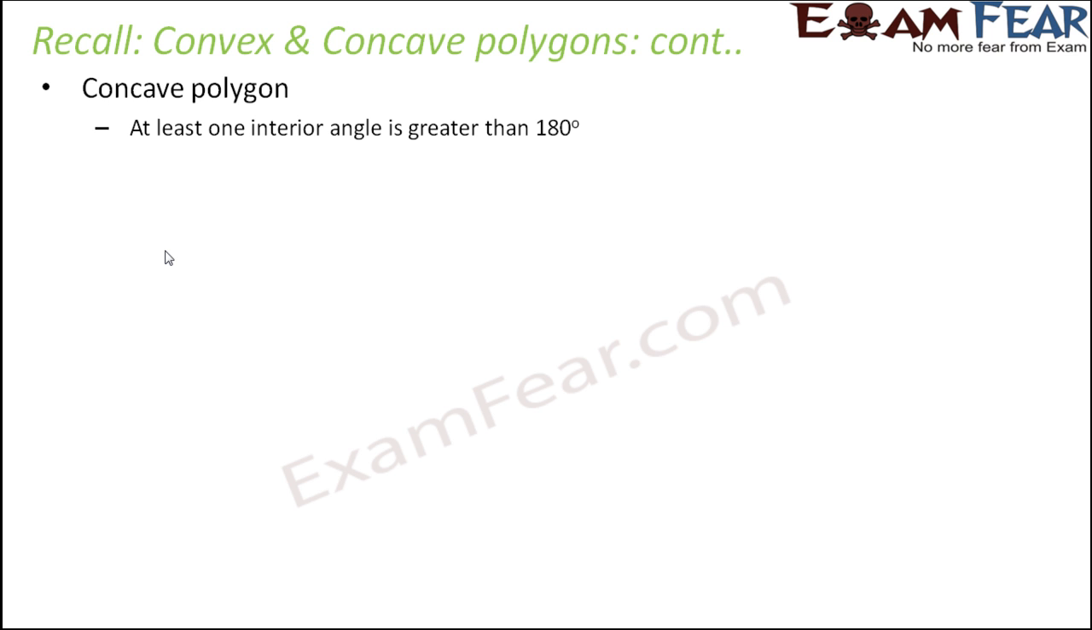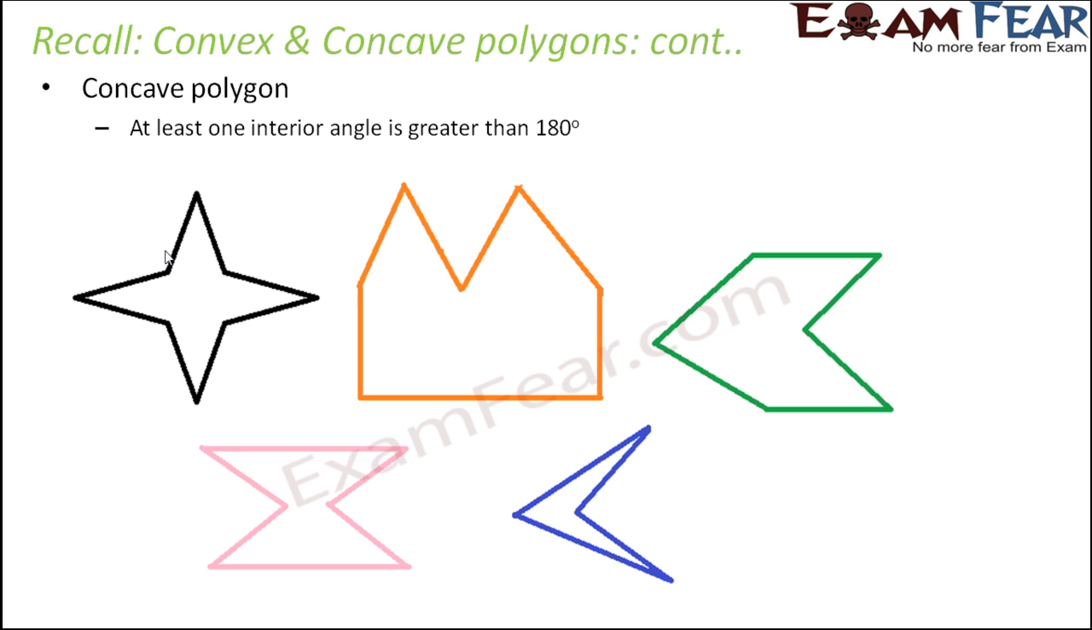On the other hand, when we talk about a concave polygon, at least one interior angle must be greater than 180 degrees. It is not possible that all angles are greater than 180 degrees. So the condition is that at least one angle should be greater than 180 degrees.